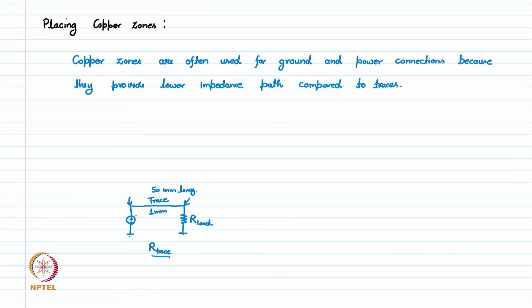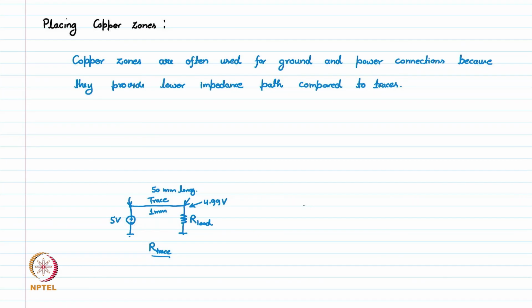It means there will be a resistive drop of this battery, which is, let's say, 5 volts. So this 5 volt whatever we are applying here, by the end of this trace this will become 4.99 volt, just because of some resistive drop in the trace. This is because this trace is resistive.